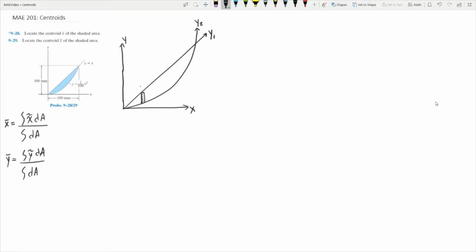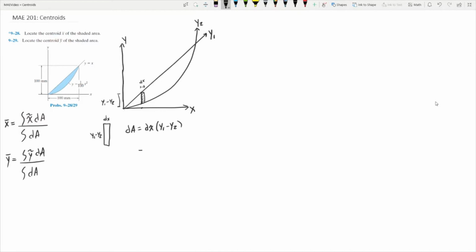We know that rectangular strip is going to have a thickness of dx here. And its height is going to be the height of y1, from here to here, minus the height of y2, from here to here, because that's the height that's left in the enclosed area. So the overall height is y1 minus y2. So this is dx, this is y1 minus y2. With that, we can say that the area of this differential element is dx times (y1 minus y2).